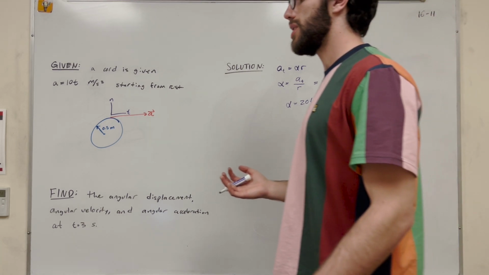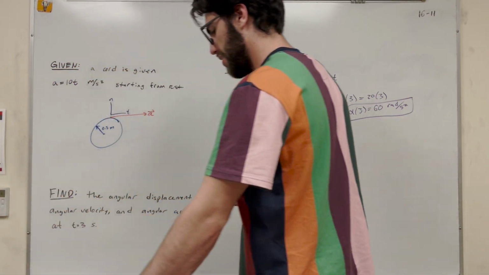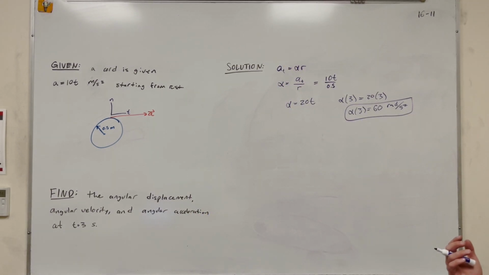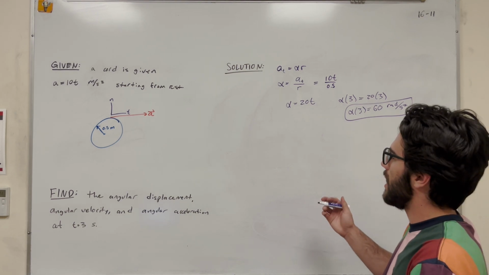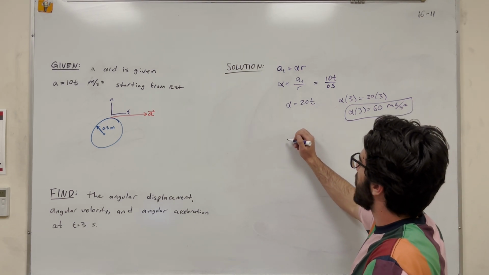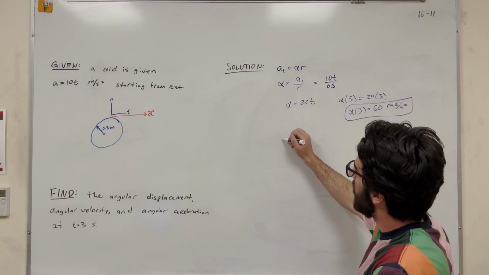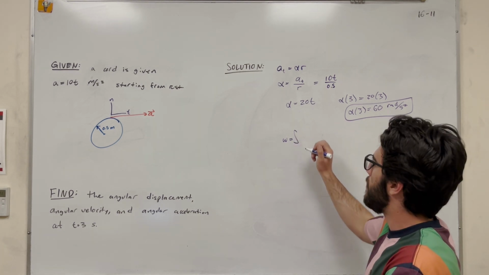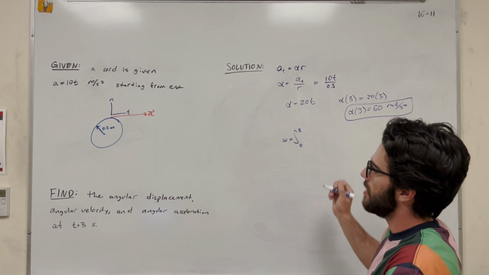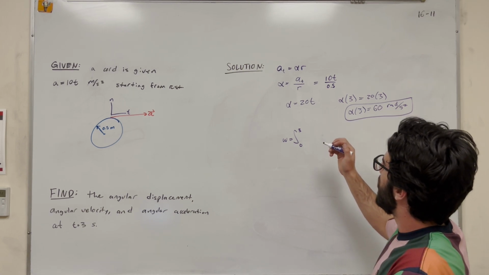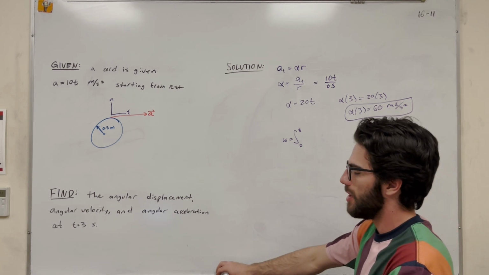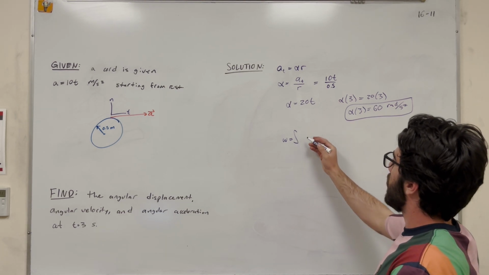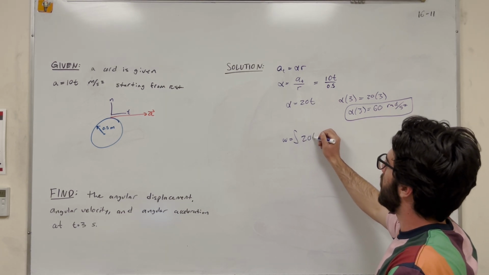Okay, cool. Now let's solve for angular velocity. Similarly to how velocity is the integral of acceleration, angular velocity is the integral of angular acceleration. So angular velocity is equal to the integral. Let's not put in bounds yet. We put in our angular acceleration, 20t dt.